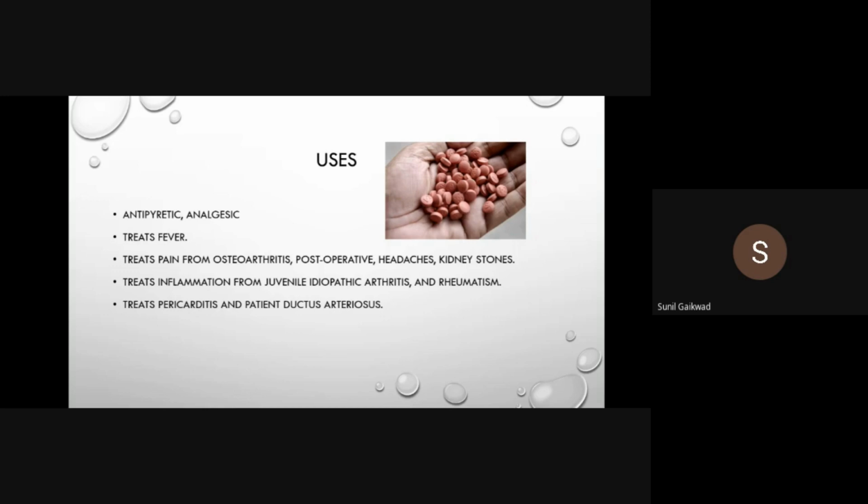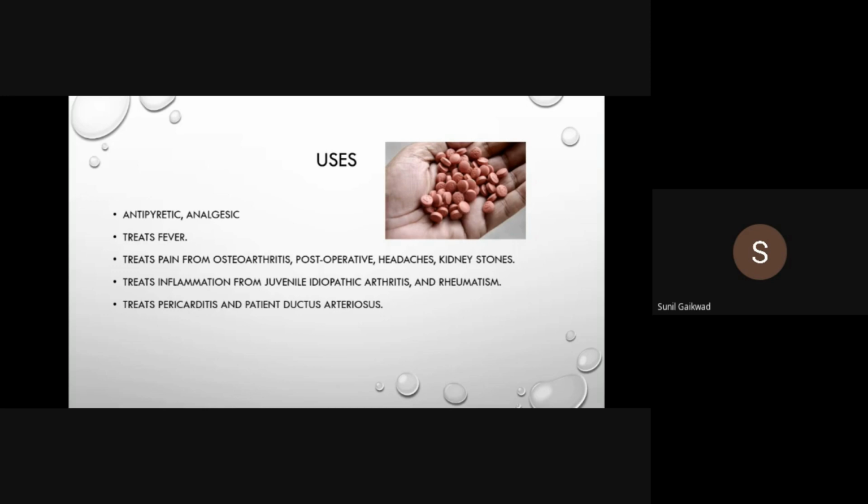It also treats pericarditis. Pericarditis is nothing but inflammation or infection of the lining of the heart. Usually the lining or the outer membrane of the heart is sterile. There is no bacteria or other microorganism. But in case it happens, it can prove fatal for us. Therefore, it treats pericarditis. And ductus arteriosus.